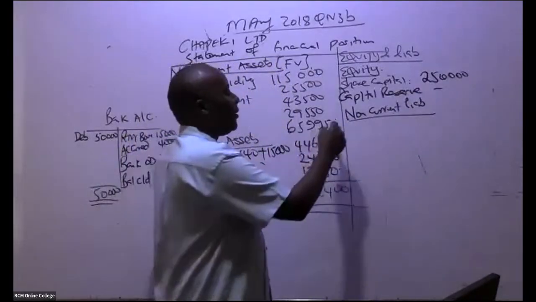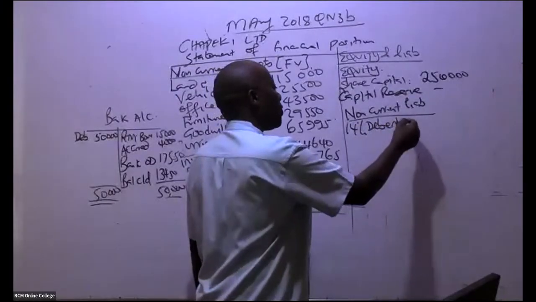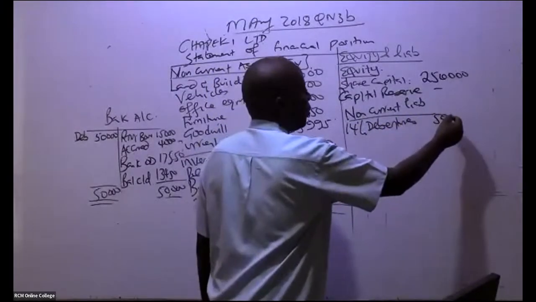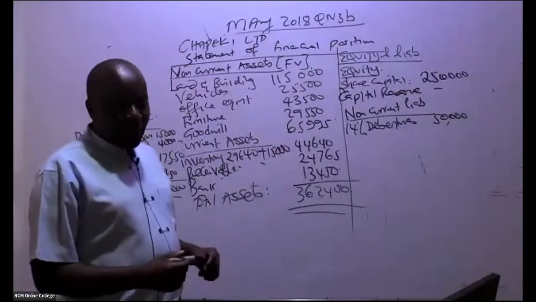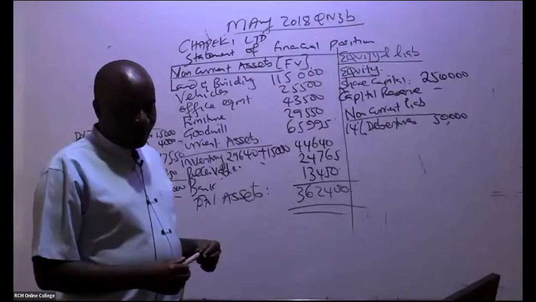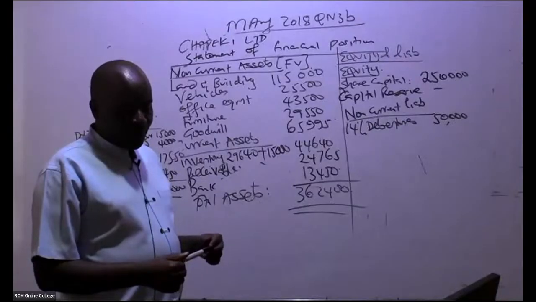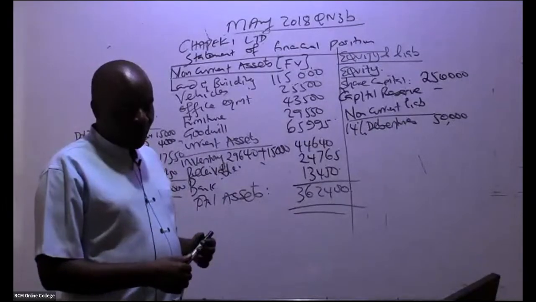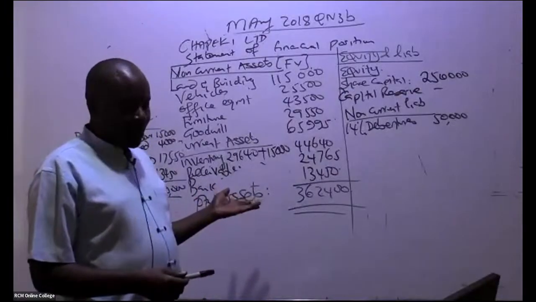Remember the 14% debentures. Do you remember we issued debentures worth 50,000? You must have forgotten. I hope not so. Yeah, debentures, we issued them somewhere here, 50,000.